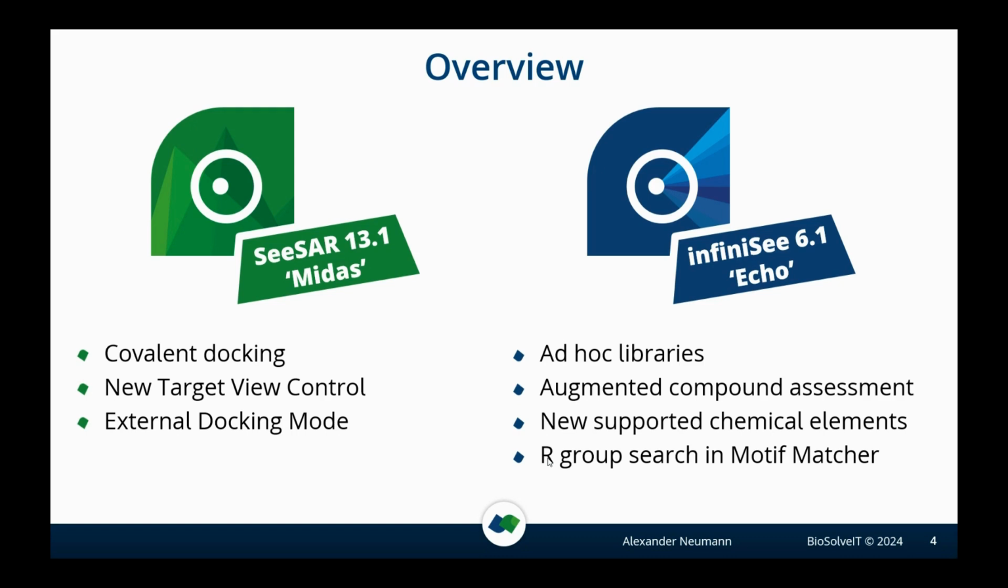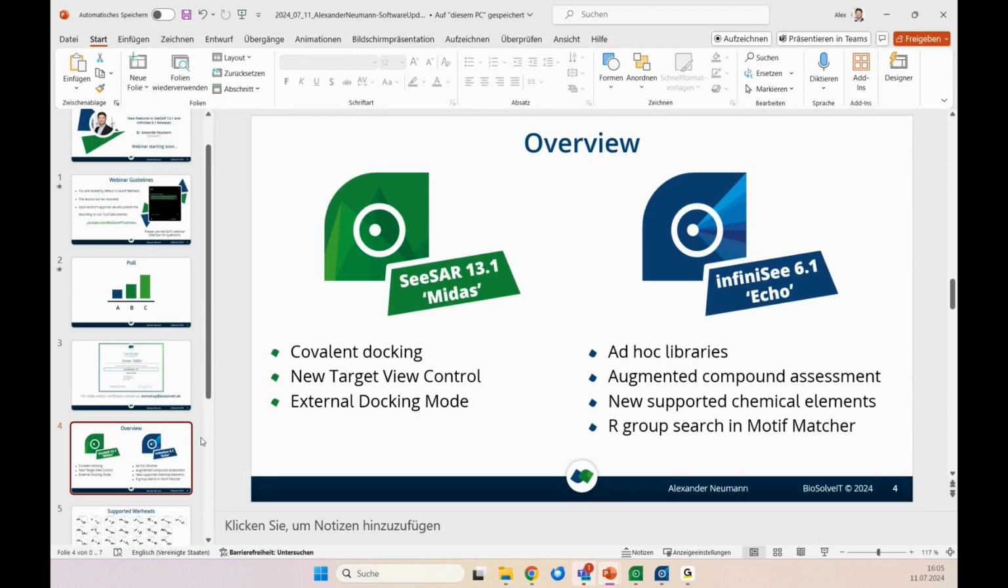In regards to infiniSee, we will talk about the Hoc Libraries feature that we have introduced in 6.1. Also the, I would say now, very augmented compound assessment subsequently to the scoring. We have new chemical elements that we can use in queries. And furthermore, the most desired feature of the Motif Matcher, namely the R group search. So this is what's on the menu today, and without any further ado, I will dive into the first session.